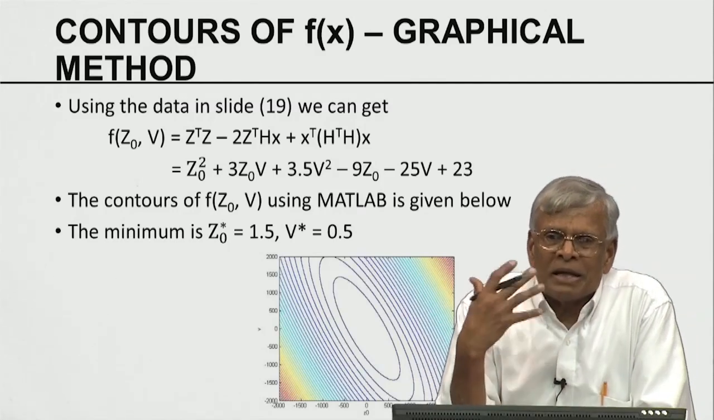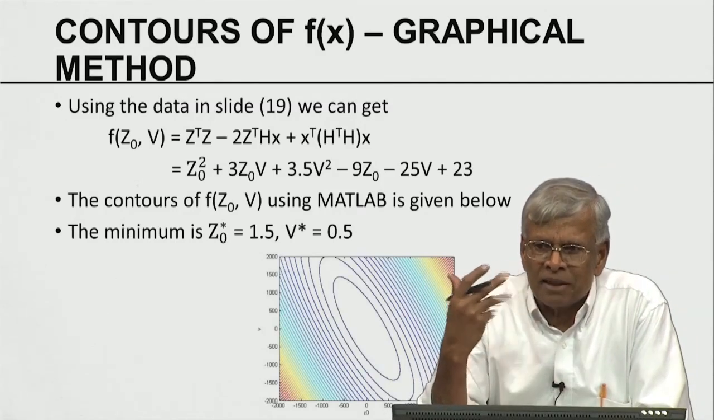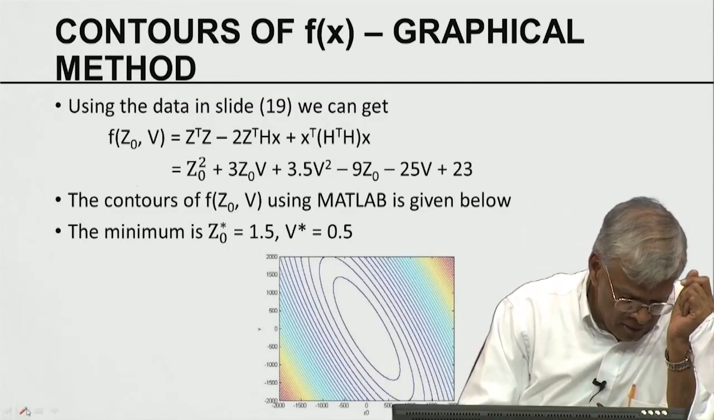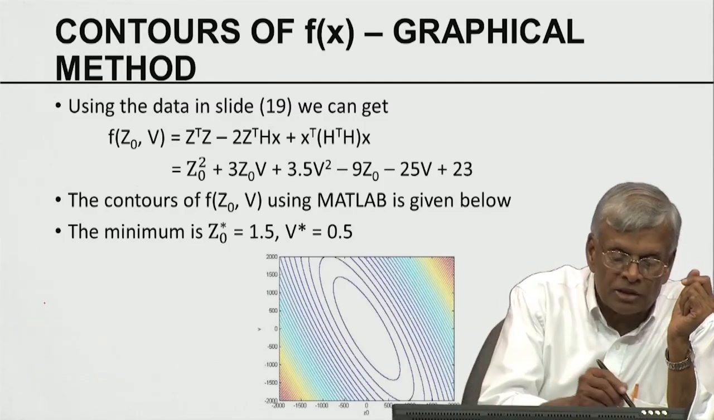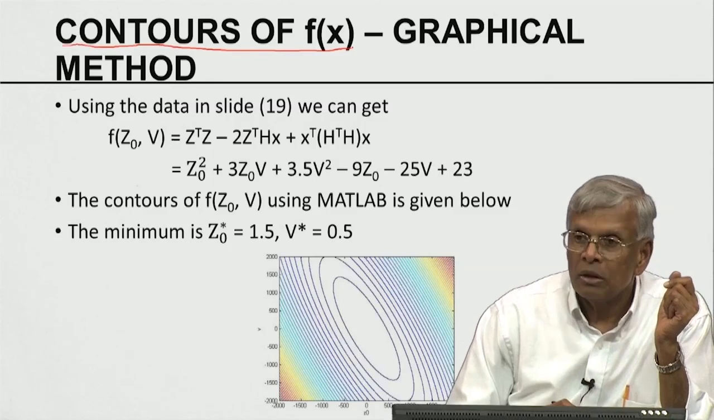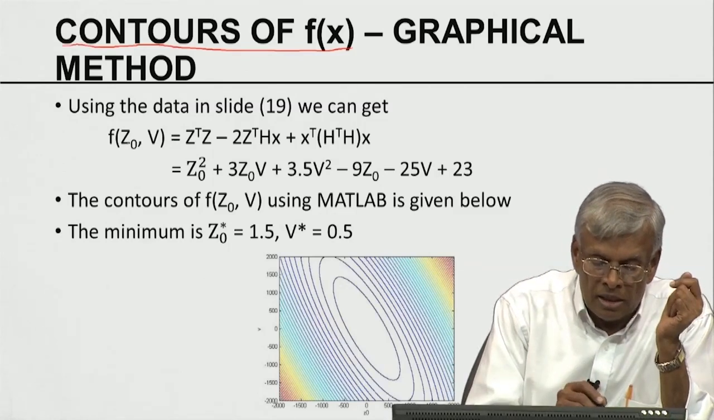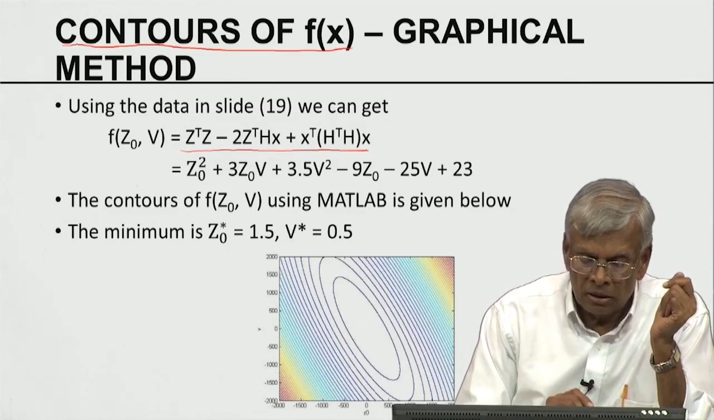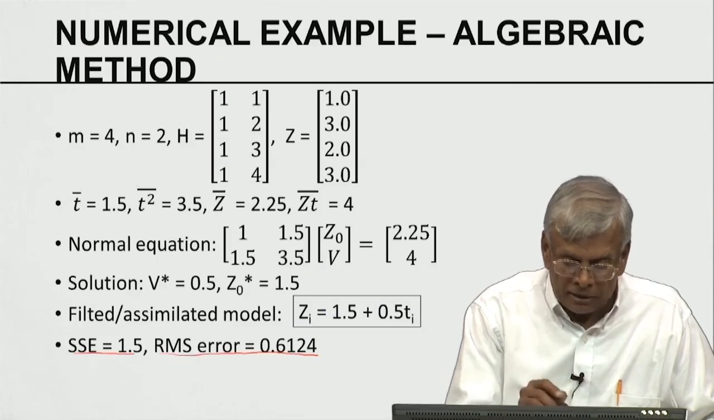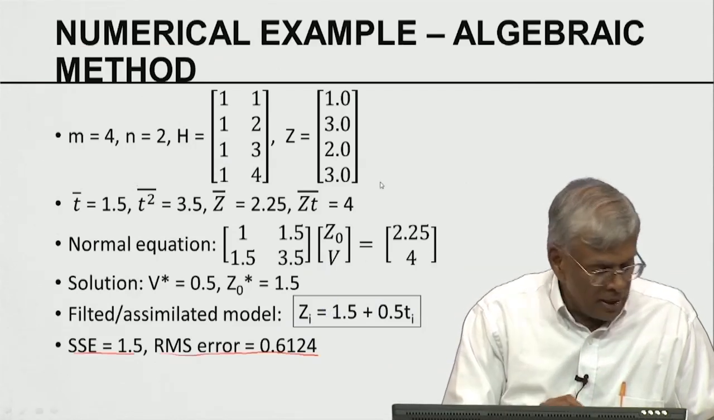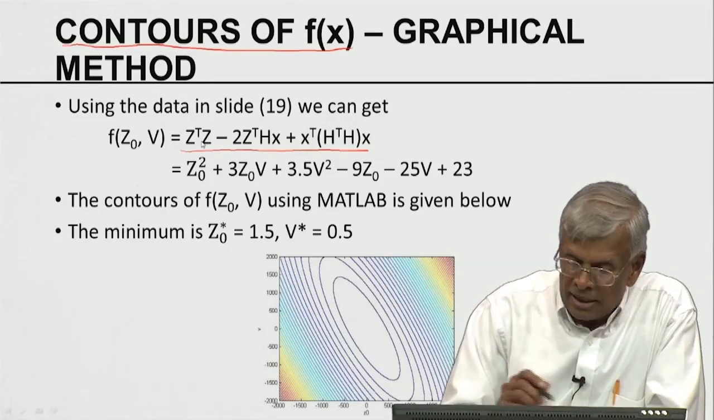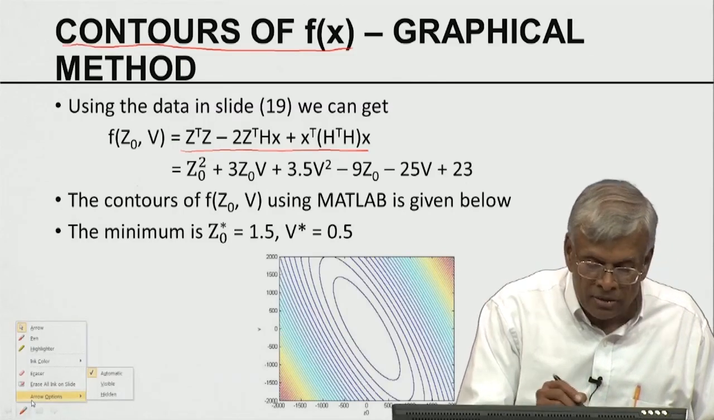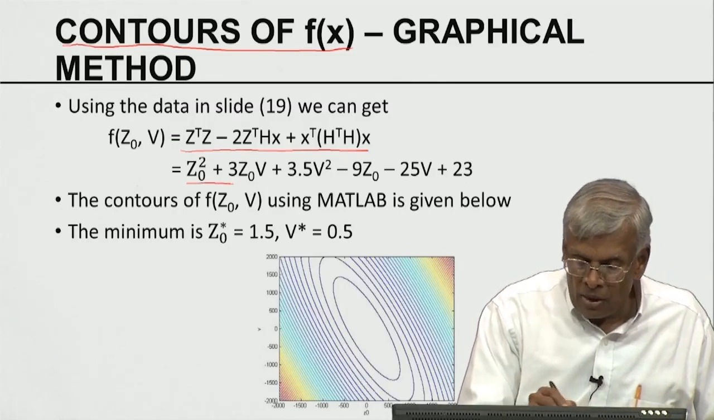Now I'm going to graphically define the solution because it is a simple case, 2 by 2. So I can define what are called contours of f of x. What are contours? Contours are locus of points with a constant value. Now f of x, x is z naught and v, so f of x has this particular form. For the numerical example that we talked about in this particular case, I have actually computed f of x, the quadratic function, and it takes this particular form. This is the particular quadratic function.